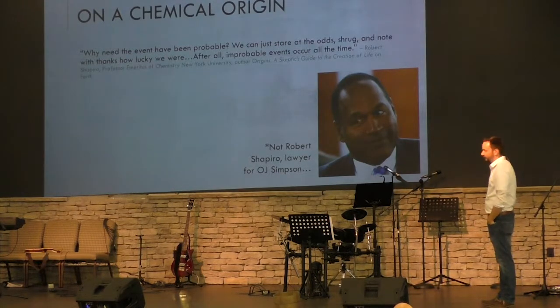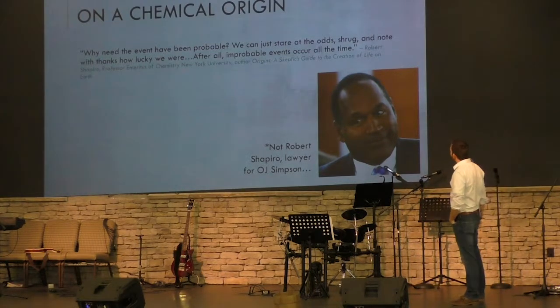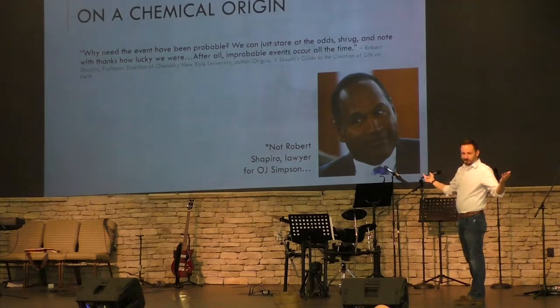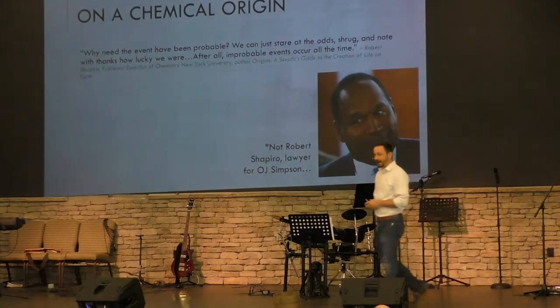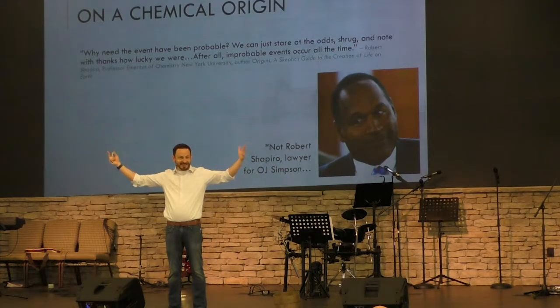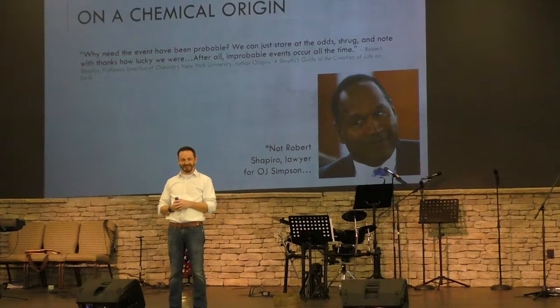Here's OJ. I saw Robert Shapiro's name here, and I was like, that Robert Shapiro? No, not that Robert. If those of you old enough to remember the O.J. Simpson trial anyway. I like this quote. Robert Shapiro, professor emeritus of chemistry at New York University, said this: why does the event have to be probable? We can just stare at the odds, shrug, and note with thanks how lucky we were. After all, improbable events happen all the time. That's what we got, people. That's the scientific explanation. I don't know. Just, wow. Pretty crazy, huh?